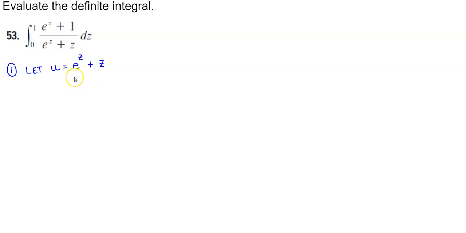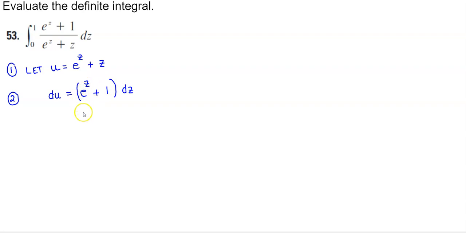Okay, so now the next thing that we want to do is take the derivative of both sides with respect to z. So therefore, in step 2, we have du, which is going to equal, well, we know that the derivative of e to the z is e to the z times the derivative of z, which is 1. So that just gives us e to the z, plus the derivative of z here, which is going to be 1, and that's dz. Now if you notice, that's all in the numerator here.